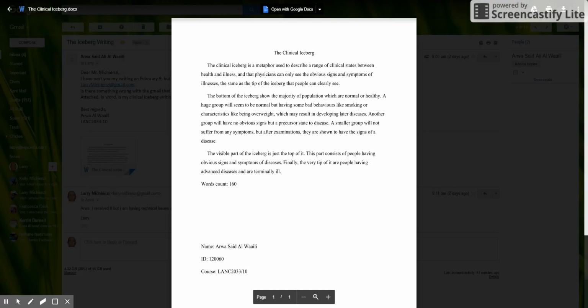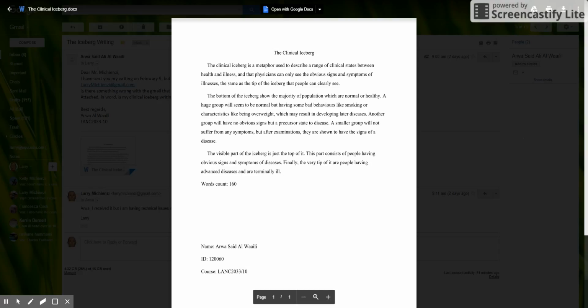Okay, the clinical iceberg is a metaphor used to describe a range of clinical states between health and illness. Okay, good. And that physicians can only see the obvious signs and symptoms of illness, the same as the tip of the iceberg that people can clearly see. Okay, that's good that you started off with an introductory paragraph trying to explain what an iceberg was. But let's see how you do with the rest of it.